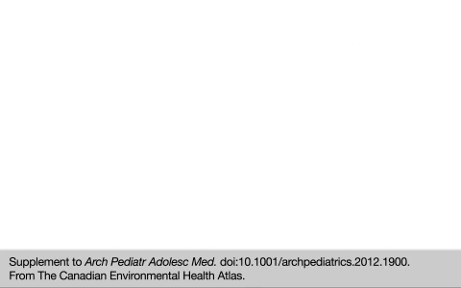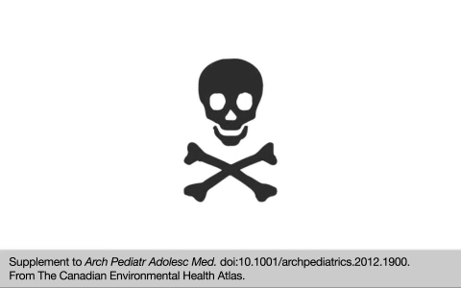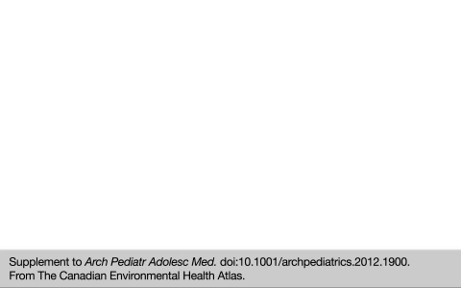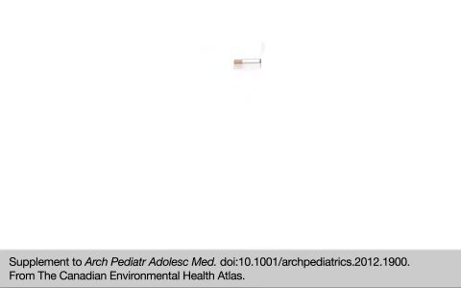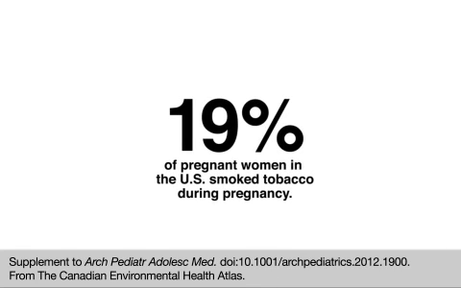Let's look at another exposure, tobacco. Tobacco smoke is comprised of over 7,000 chemicals, including carcinogens and toxins that affect the brain. If a child is exposed to these toxins during pregnancy, they are at higher risk to develop ADHD. About 19% of pregnant women in the United States smoked tobacco during pregnancy when this study was done.